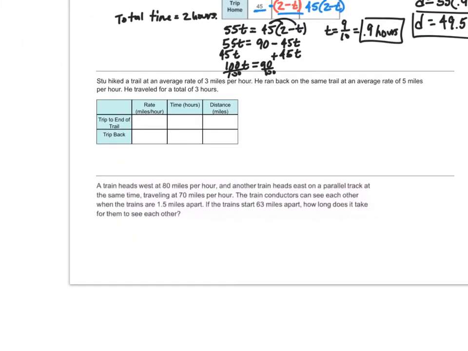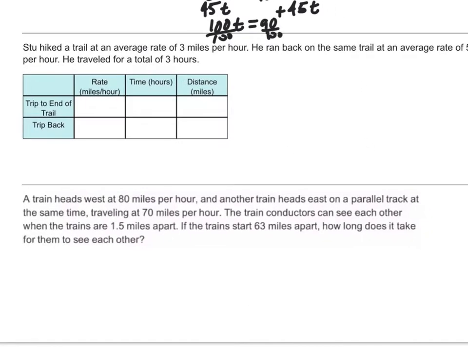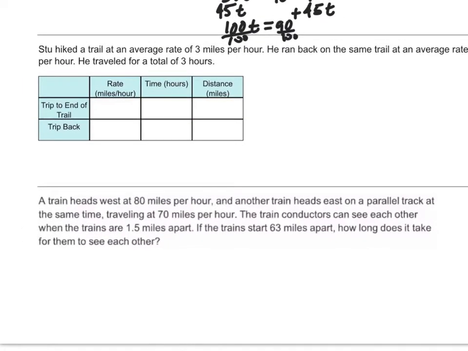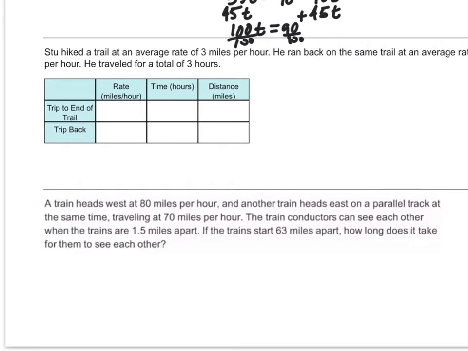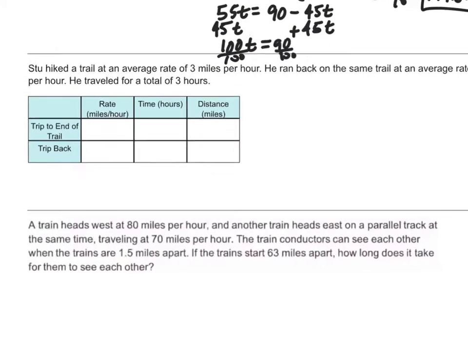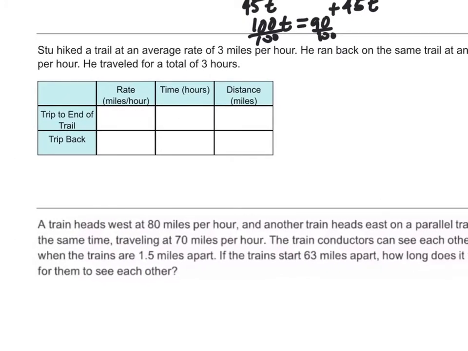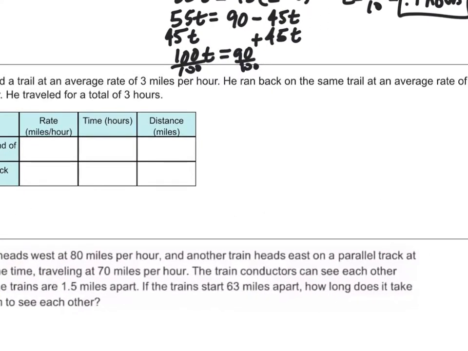It says that Stu hiked a trail at an average rate of 3 miles per hour. So, all right, let's continue reading this. He ran back on the same trail at an average rate of 5 miles per hour, okay? He traveled for a total of 3 hours, okay? So the question is, what's the distance of the trail, okay? And so let's go through this.